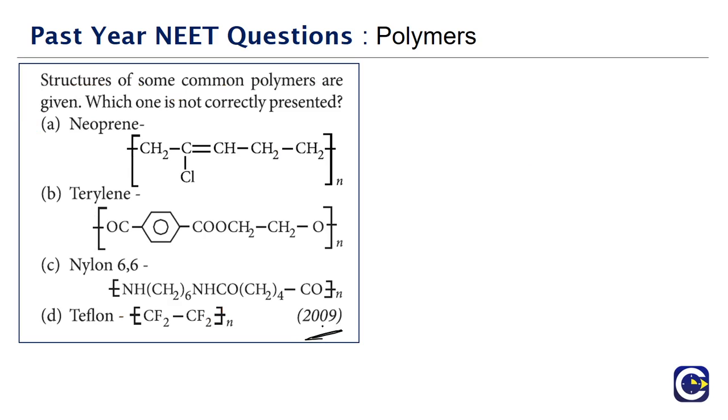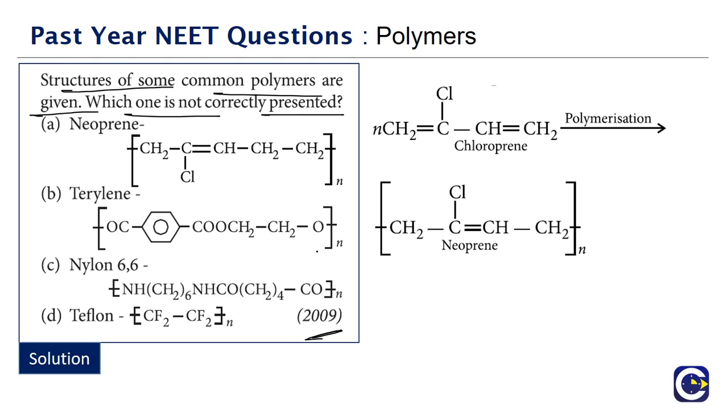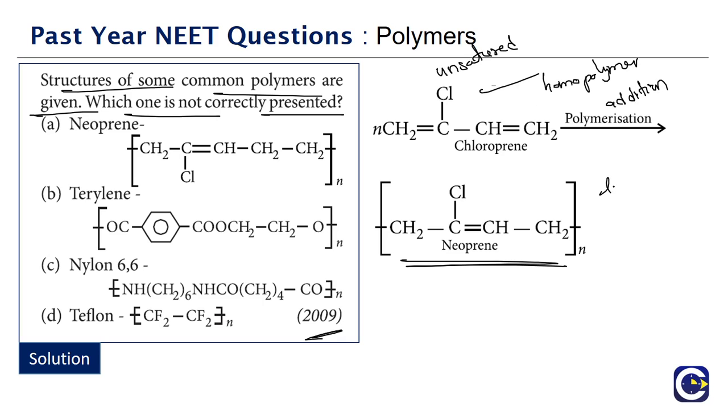Next we have a question that has come in 2009. The structures of some common polymers are given. Which one is not correctly presented? In fact, this is also a question related to neoprene. So what is the process for its formation? It is formed from chloroprene, right? So chloroprene, the homopolymer, is also an example of addition polymerization, because the monomer has unsaturation. It will give rise to a linear chain of neoprene, which is also called polychloroprene.